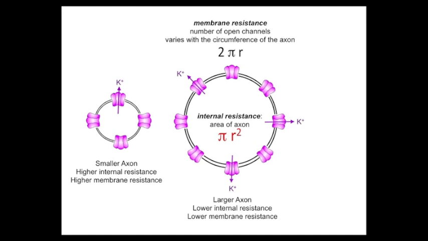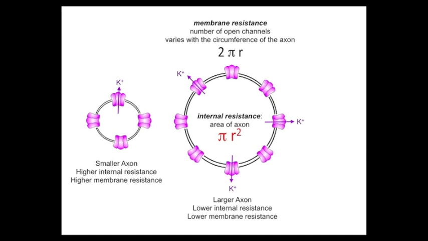And the reasons for that are diagrammed in this figure. On the left, I have a smaller axon, and the smaller axon has 4 purple potassium channels through which current can leak out of the membrane. The larger diameter on the right is twice the diameter of the smaller one and has 8 purple potassium channels on it. So there are more purple potassium channels through which current can leak out.